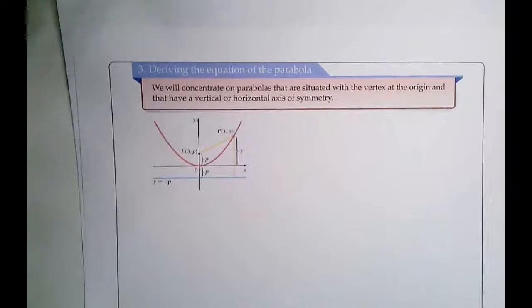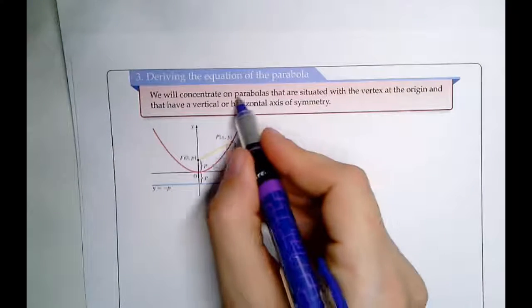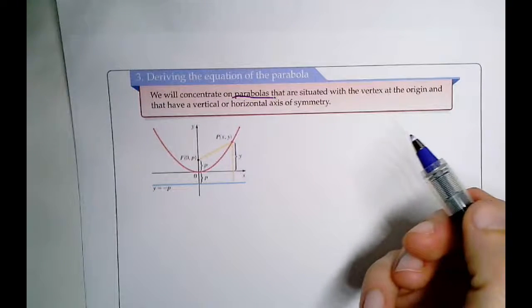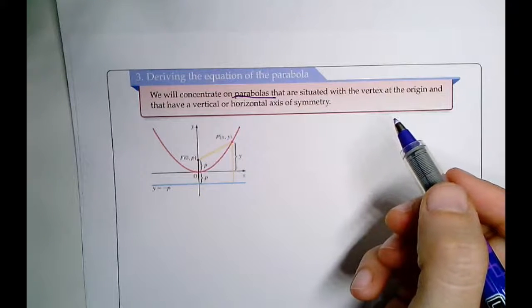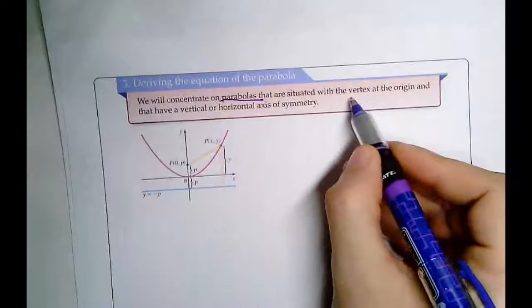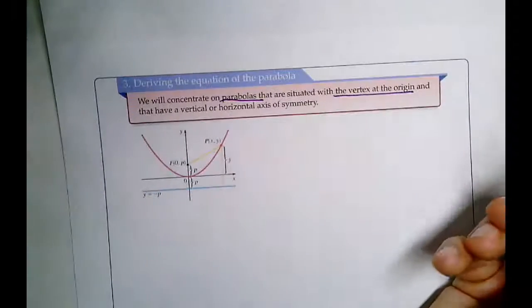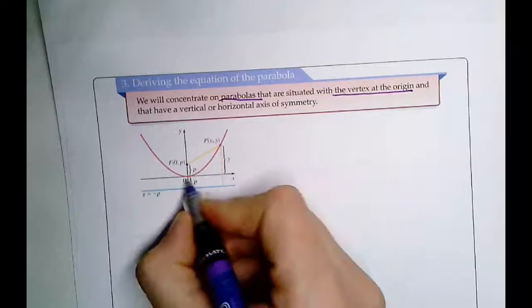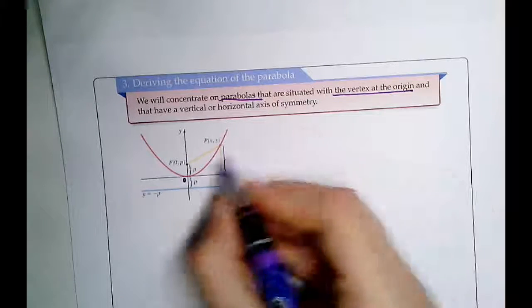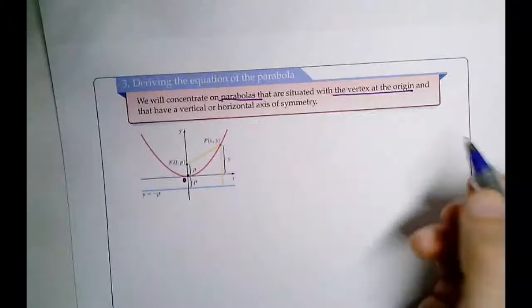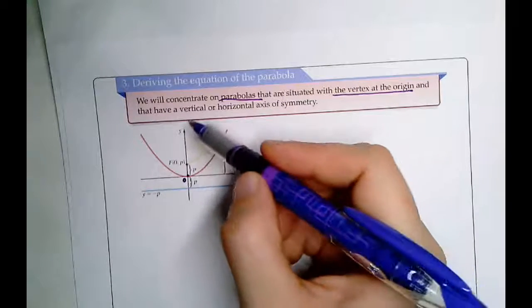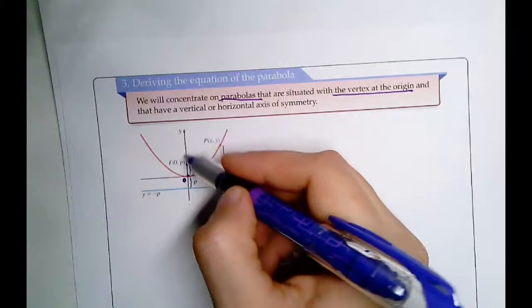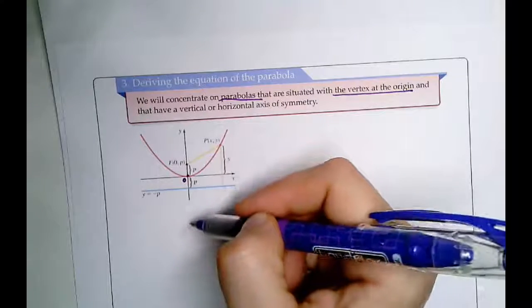All right. So let's see how to derive the equation of a parabola. We are going to concentrate on parabolas situated with the vertex at the origin of the xy plane. So we have the xy plane, and this is the origin right here. We're going to place our vertex at the origin, and have a vertical or horizontal axis of symmetry. If you remember, the axis of symmetry is the vertical line that goes through the vertex.